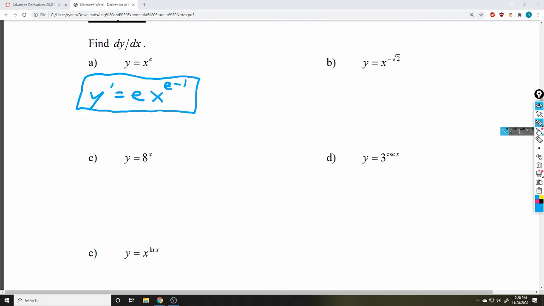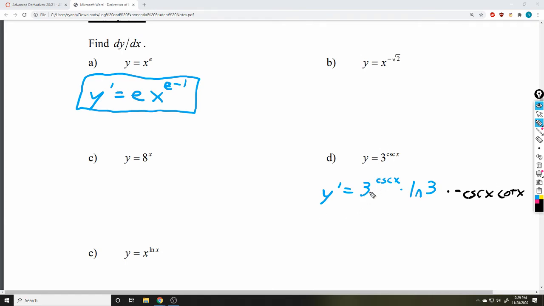So let's look at part D. In part D, we have 3 to the cosecant of x. So our derivative of 3 to the cosecant of x is 3 to the cosecant of x times the natural log of the base. So our natural log of the base is going to be the natural log of 3. Then here's where we get our chain rule. Times derivative of the inside part. Derivative of cosecant of x is negative cosecant of x cotangent of x. And then we can rewrite and rearrange this around, but that is our final answer.